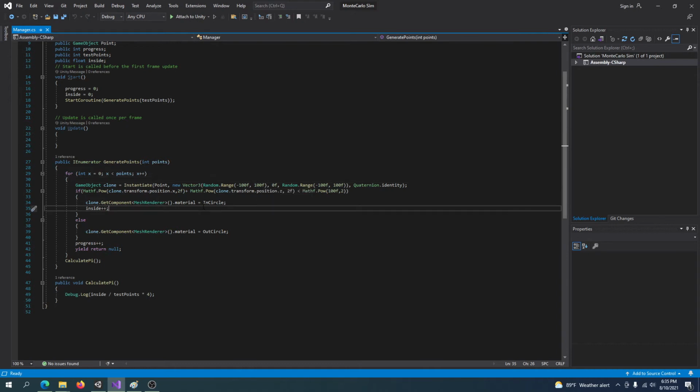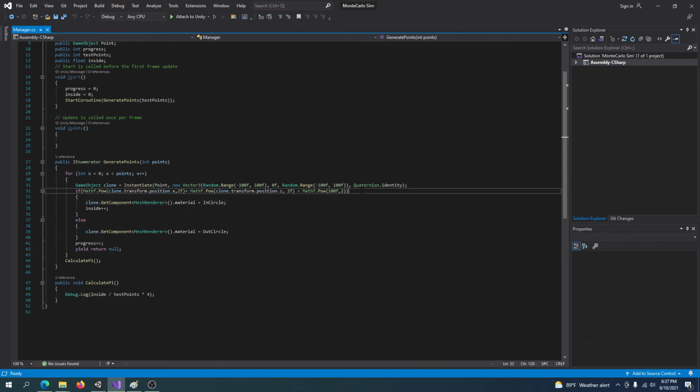Only some of these points, though, are going to be inside of the inscribed circle. And the way we calculate that is we actually look at the formula for a circle. So Mathf.Pow, formula for a circle, by the way, is x squared plus y squared is equal to r squared. So our radius here is 100. And our diameter is actually 200. So we do each clone, each point is a clone.